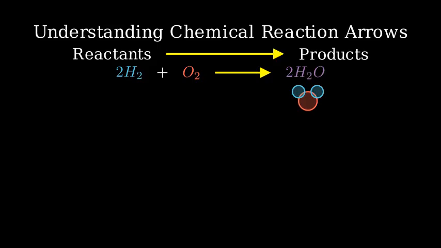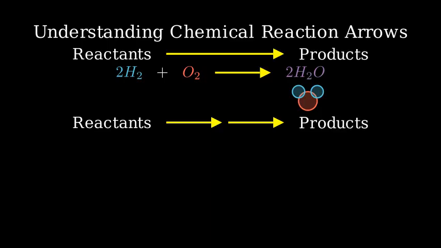Sometimes reactions can go in both directions. In these cases, we use double arrows pointing in opposite directions. This means the reaction can proceed forward or backward, reaching what we call an equilibrium.